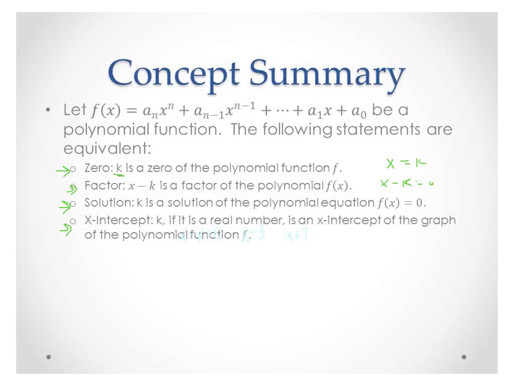So really the first one and the last two here, they all mean the same thing. If we have a zero, we have all of these things, or if we have a factor, we have all of these things. So we can use this to help us graph.